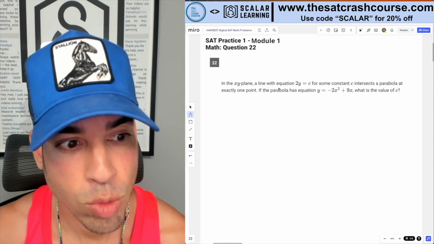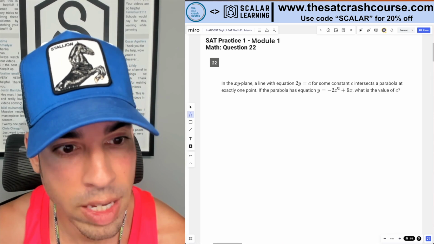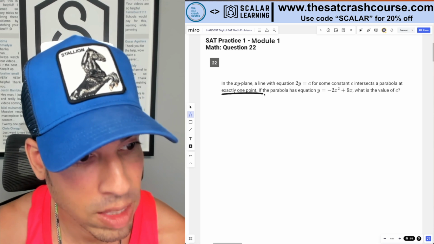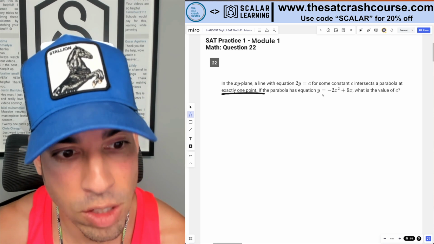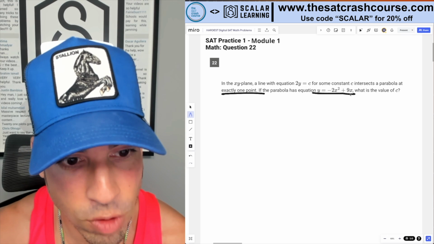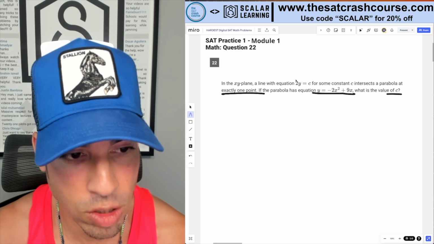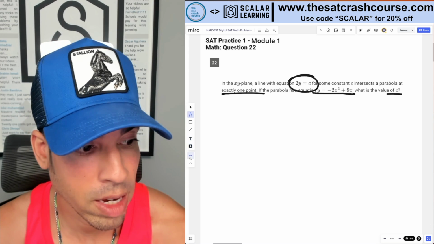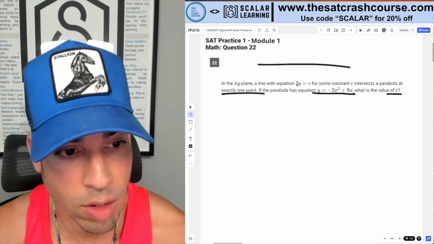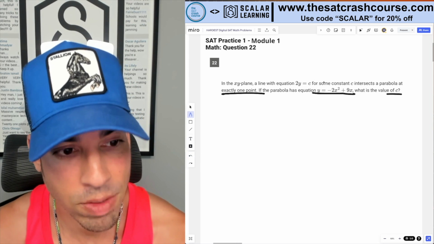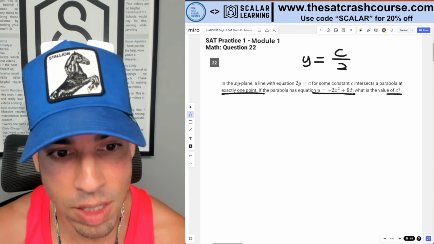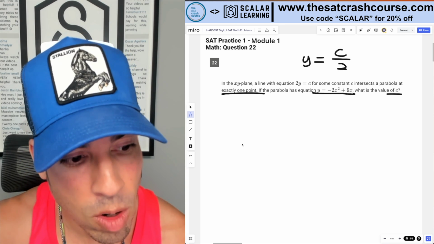Done. In the xy plane, the line with equation 2y equals c for some constant c intersects a parabola at exactly 1 point. If the parabola has equation y equals negative 2x squared plus 9x, what is the value of c? So first of all, with an equation like this, I immediately recognize this is like a horizontal line, right? Because it's y equals some constant. Because if I divide by 2, I've got y equals c over 2. And I already said c is a constant. So we got some horizontal line.